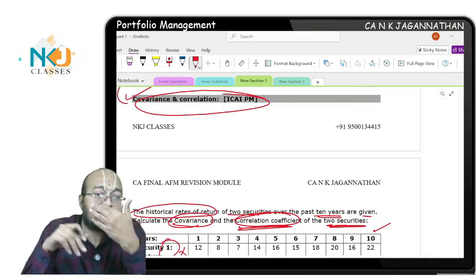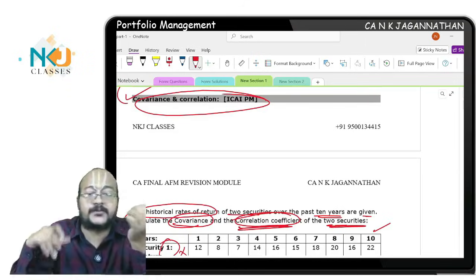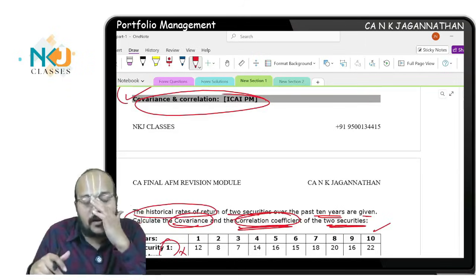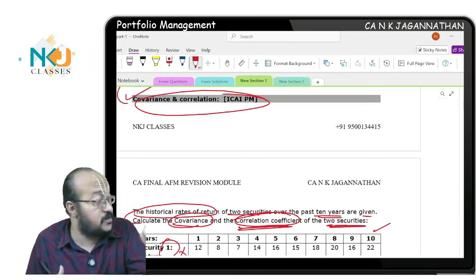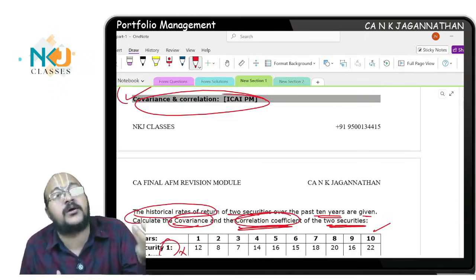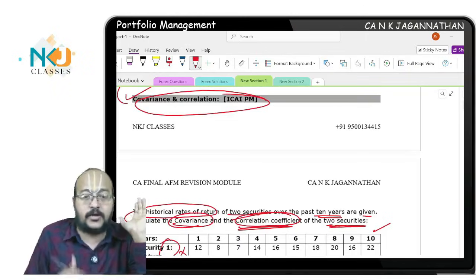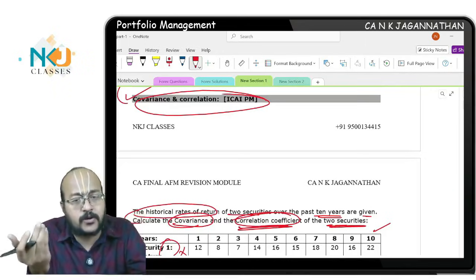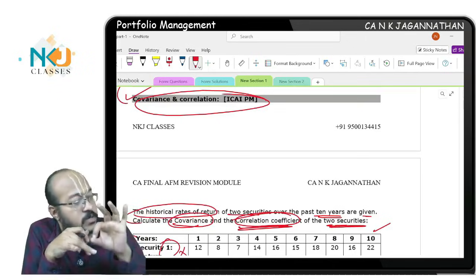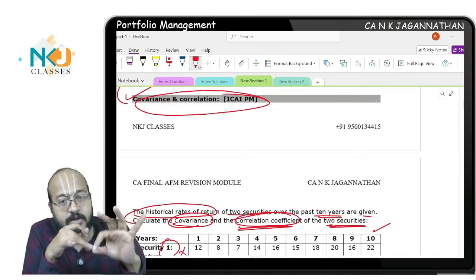Okay, big formula, the square root of w1 square sigma x square plus w2 square sigma y square plus 2 into w1 w2 sigma x sigma y into the correlation of x and y. And then correlation we discussed. What is the correlation formula? Covariance of x and y divided by sigma x into sigma y. Denominator is sigma x into sigma y.